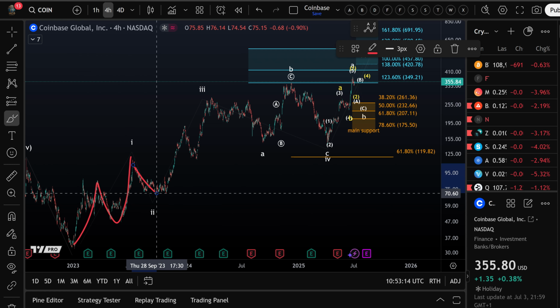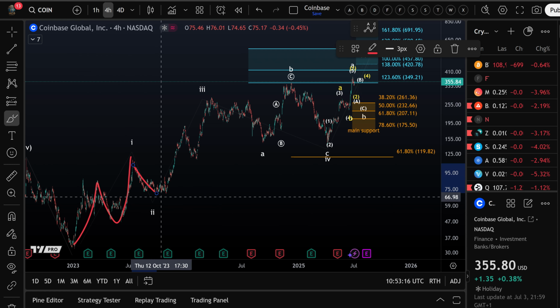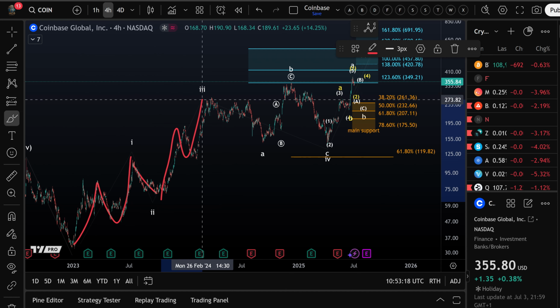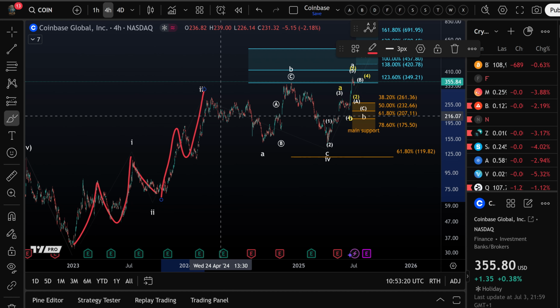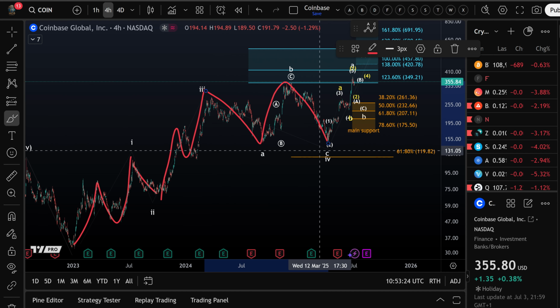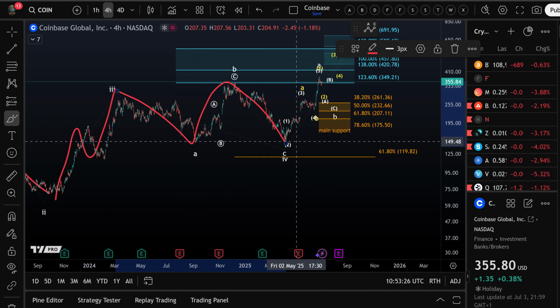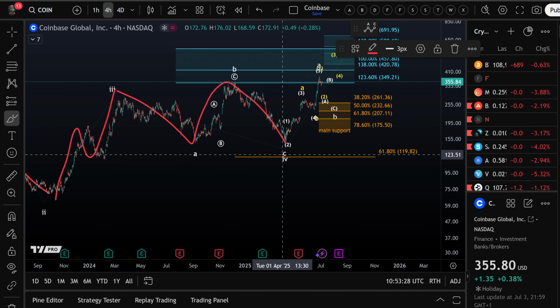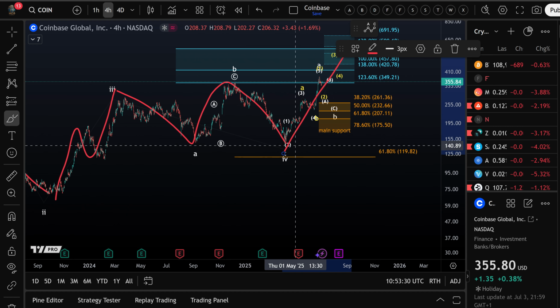Then we had a wave 2, that was the low in September 2023. And another ABC to the upside in wave 3. And this here is like an ABC in wave 4. And then this was a flat correction. And now we are likely in a 5th wave to the upside.